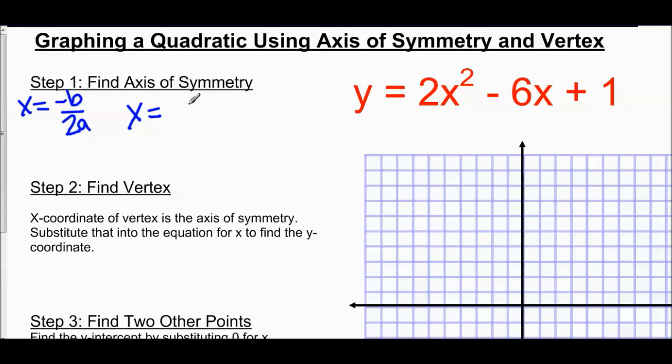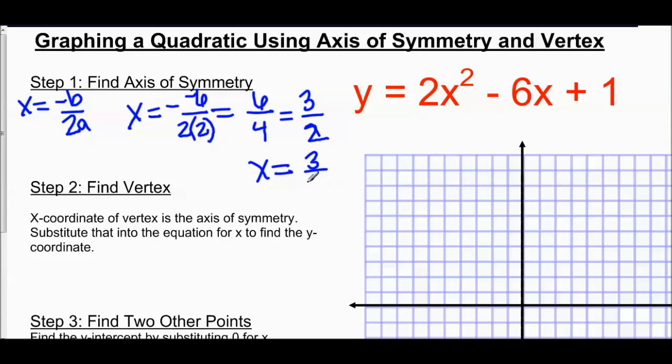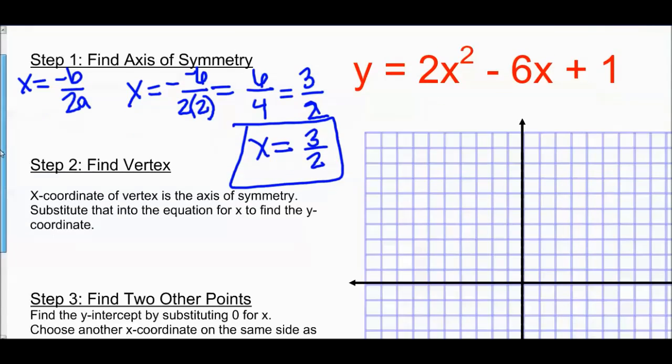The b value is negative 6, so that'd be negative 6 over 2 times a, which is 2. So the negative times the negative is going to give a positive 6 over 4, which would simplify to 3 over 2. So our axis of symmetry is x equals 3 over 2. And that's the same thing as 1.5.